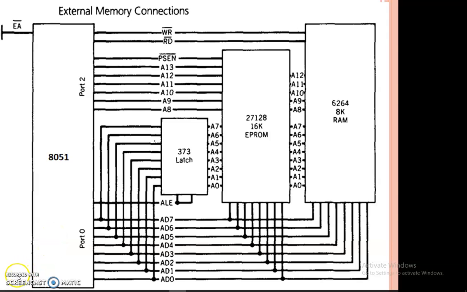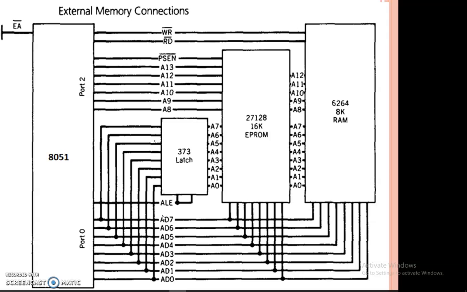Now here, depending upon memory size, external memory size, we need to connect the address bus. We don't require a 16-bit address every time. If external memory size is 64K, then only we require a 16-bit address. Otherwise, we have to calculate how many address lines are required to connect the external memory. Example 16K. Then we have to calculate how many address lines are required for 16K.